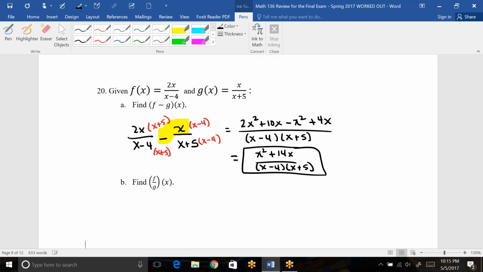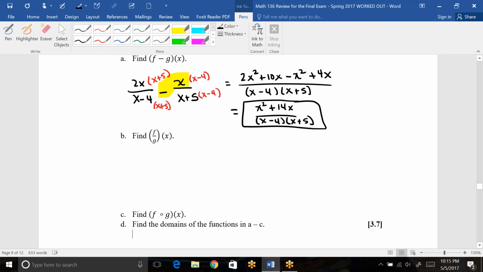Part B has us doing the division. When you do the division, you stack the first fraction f over the second one. And that is important. You do want to stack first instead of jumping straight into multiplying by the reciprocal. And the reason for that is part D. They're going to have us go back and look at the domain of each of these. So you take the first fraction and you multiply by the reciprocal of the bottom fraction. So x plus 5 over x.